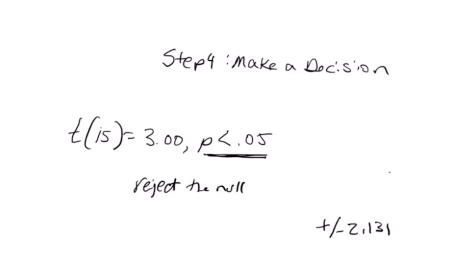So what we need to do next then is calculate Cohen's d and R squared.